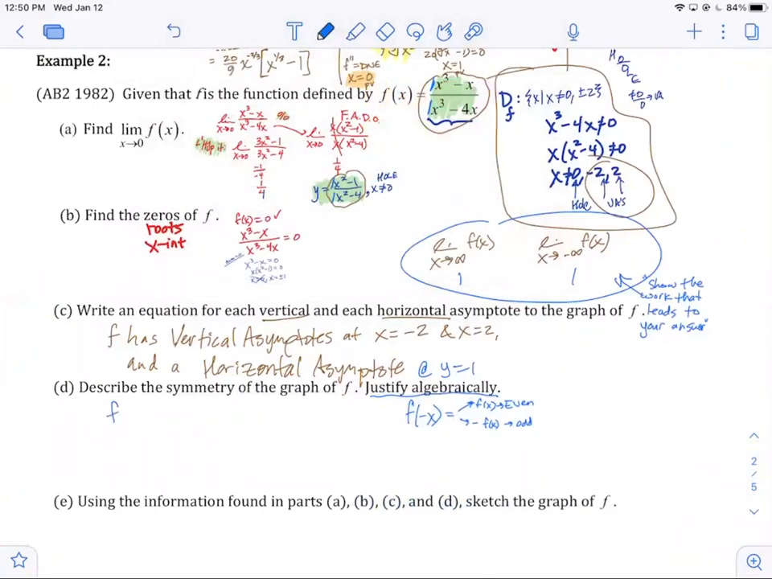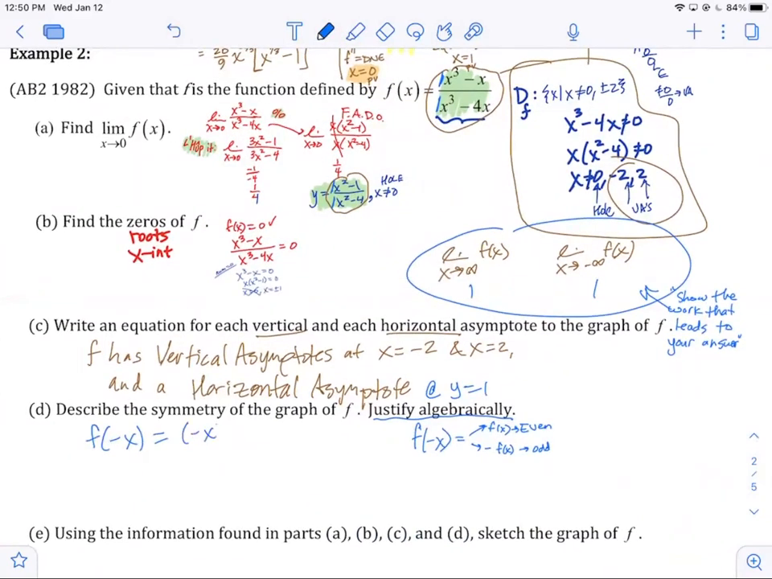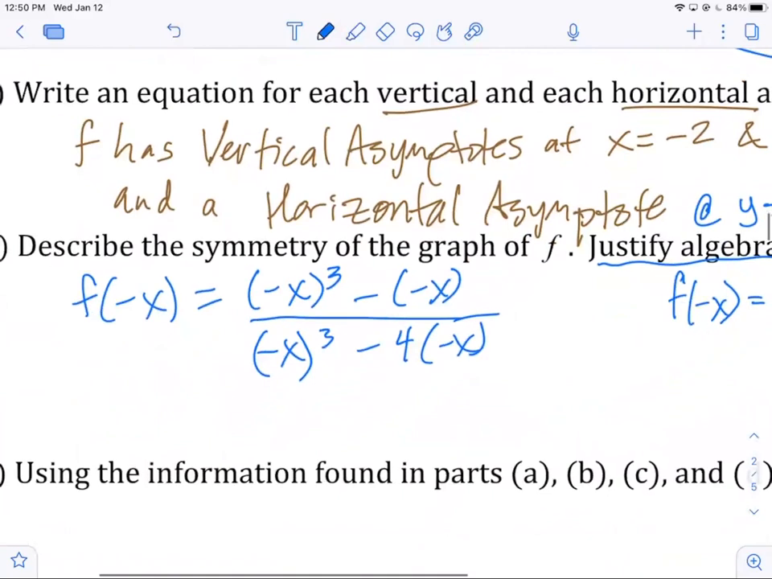So here we go. Let's say f of negative x equals, and I'm going to plug in a negative x for every x. So negative x cubed minus negative x all over negative x cubed minus 4 times negative x. All right. So they don't really do this much anymore. 40 years ago, this was kind of a big deal, but it's worth reviewing. Okay. So all I did is I put parentheses where x's were, and I put a negative x. All right, now let's evaluate. The first one, the sign's going to change, right? A negative number cubed is negative, so it's negative x cubed. The second one, the sign is also going to change. It's to plus.